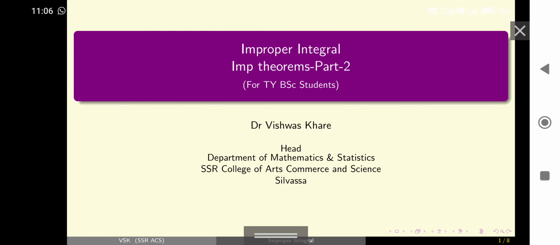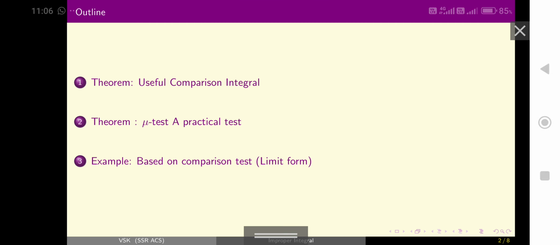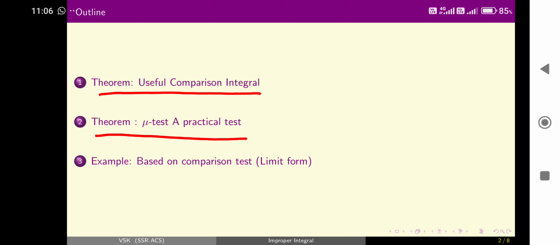The topic of this lecture is Important Theorem Part 2 of Improper Integral. We'll cover these points in this lecture: theorem, useful comparison integral, theorem, mu test, a practical test, an example based on comparison test.